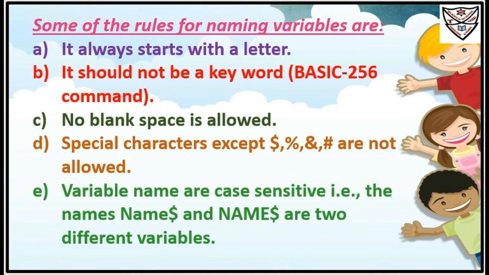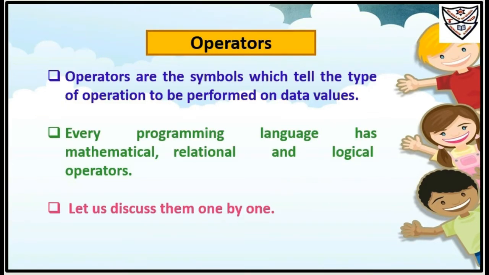BASIC-256 commands. You know now BASIC-256 commands, that is CLS, REM, etc. No blank space is allowed. Special characters except $, percentage and hash are not allowed. Variable names are case sensitive. That is, the name with capital N followed by name$, or the whole capital name with a $ sign, are two different variables.